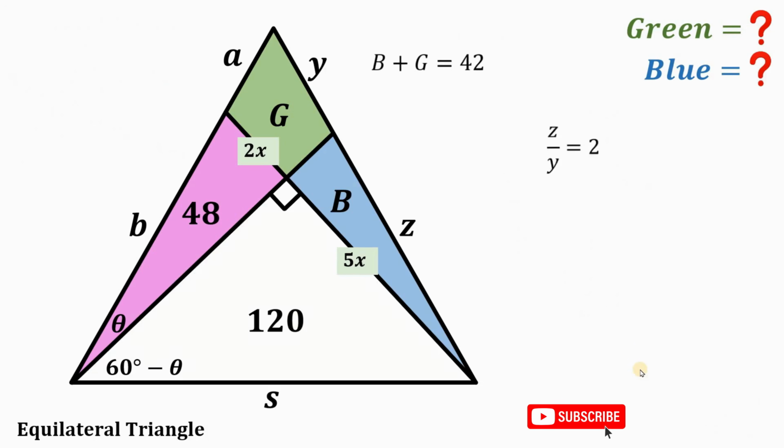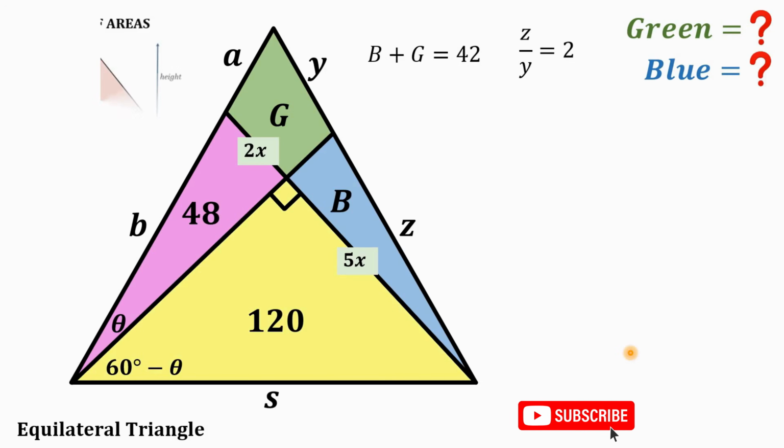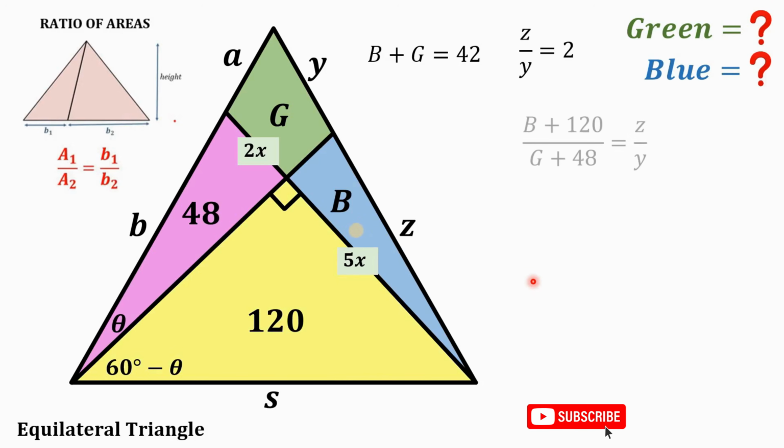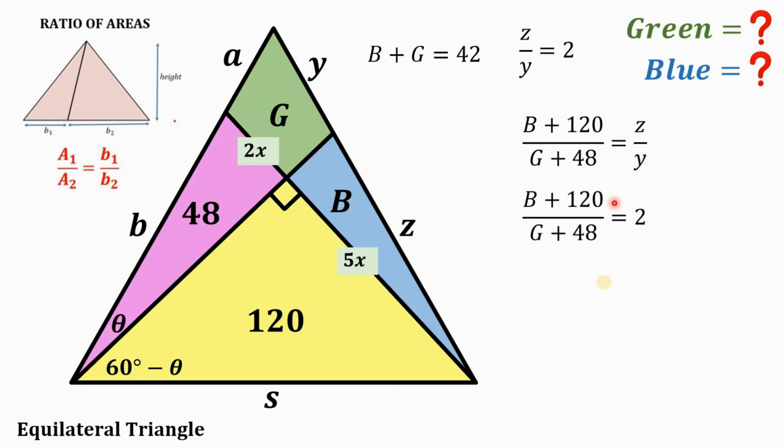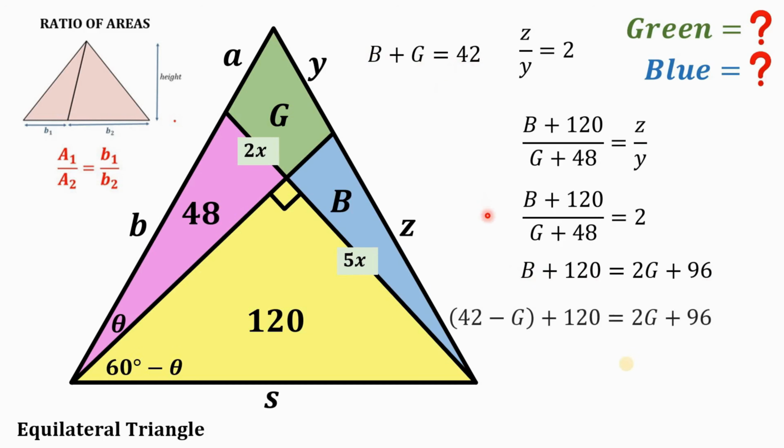Alright, now, we will use again the ratio of areas. Because, take note, b plus 120 over g plus 48 simply equals z over y because they have the same height. Now, we know the value of z over y. This is simply equal to 2. Now, cross multiply. We have b plus 120 equals 2g plus 96. And we know, given this equation, b plus g equals 42. So b is just 42 minus g.